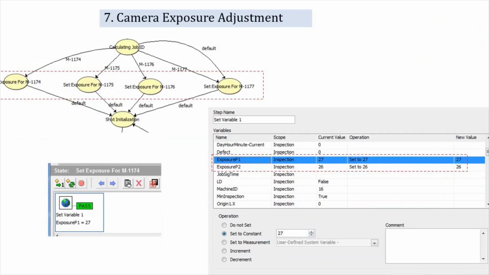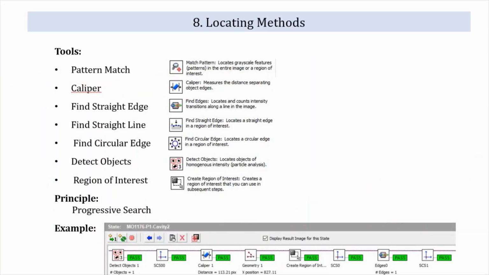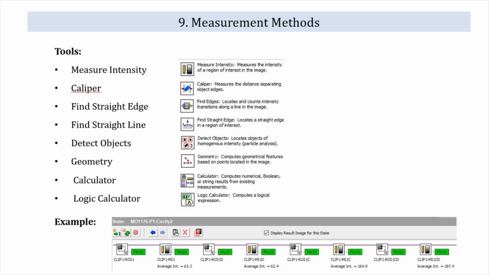Okay. Through the next 3 slides, we will talk about 3 important portions in the vision program. First is the camera exposure, the second is the locating methods, and finally the measurement methods.